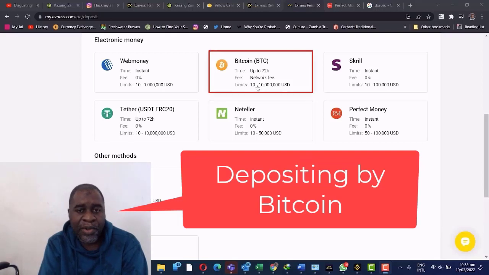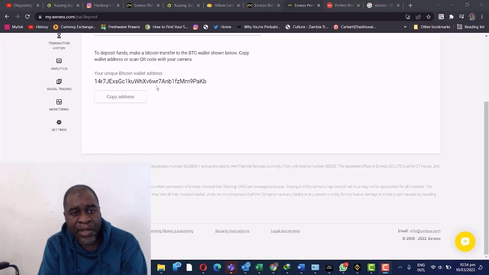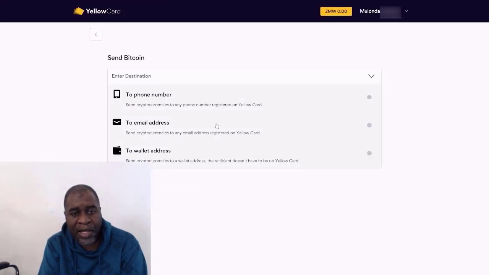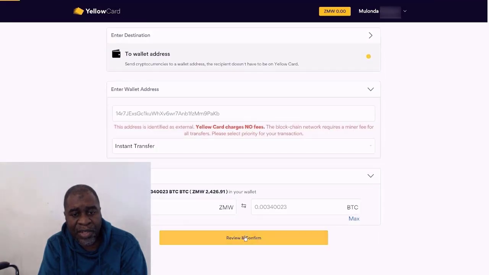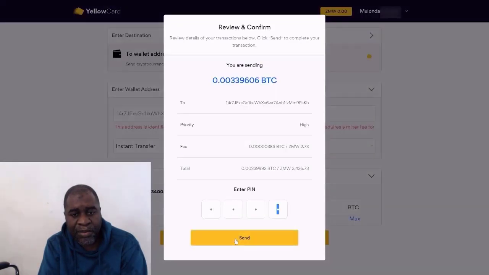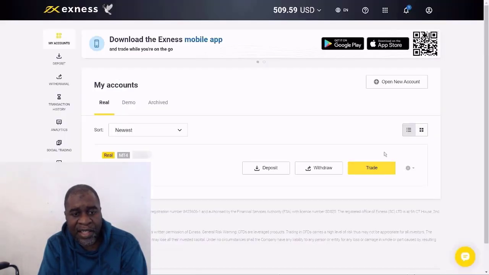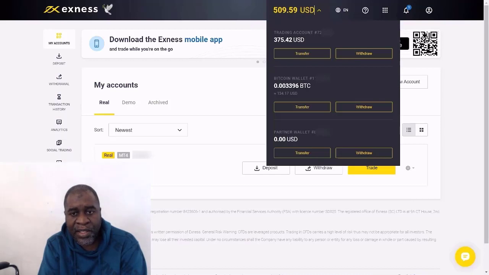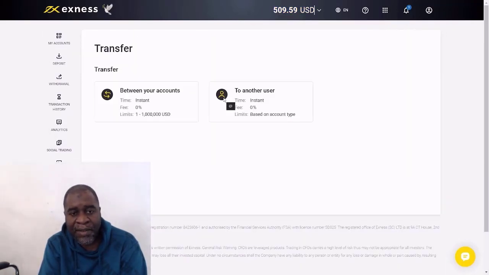So now I'm going to deposit by Bitcoin. So I'll click on Bitcoin deposit option here. It's going to take me here. This is my Bitcoin wallet, which I'm going to copy. I'm going to come to Yellow Card, go to my Bitcoin address, paste the address there, and send the funds. So coming back here, you see that my Bitcoin has been received. I'm going to click on this. You see that there's a Bitcoin balance and then there's a fiat balance. So here I'm going to click on transfer, which is moving from the Bitcoin wallet to the fiat balance.